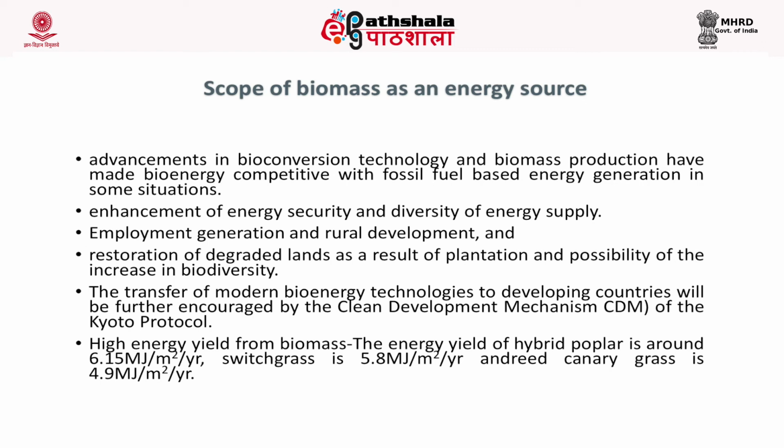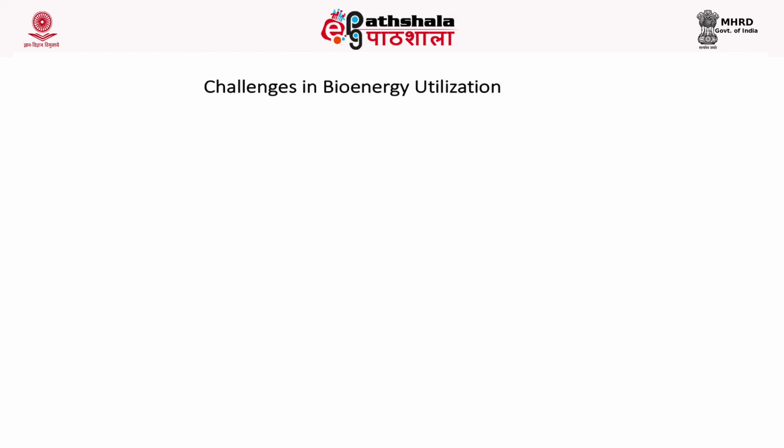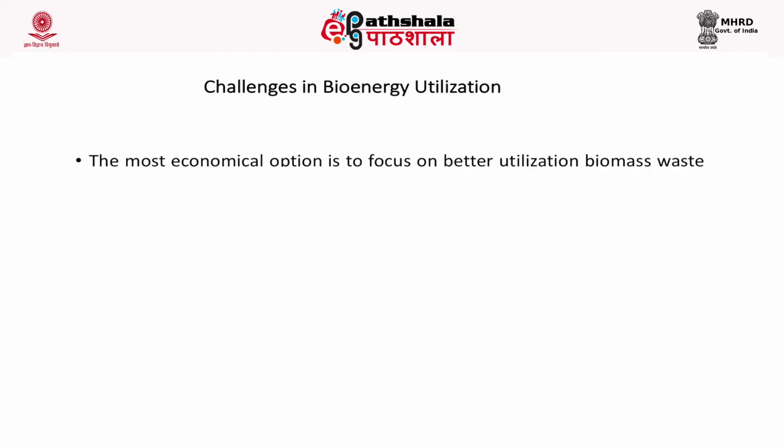High energy yield from biomass. The energy yield of hybrid poplar is around 6.15 megajoule per meter square per year. Switchgrass is around 5.8 megajoule per meter square per year, and reed canary grass has an energy yield of 4.9 megajoule per meter square per year. These are the scopes. Now, it has some challenges in its utilization.